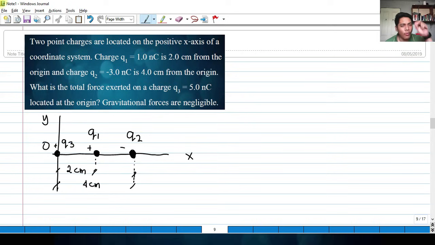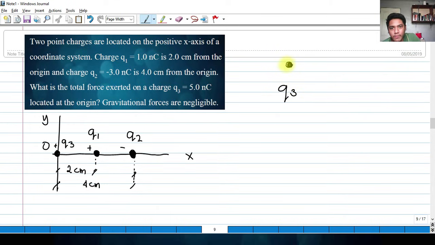What is the total net force exerted by these two charges on the third charge? So what are we going to do? Our point of interest here is charge 3, because that is what the problem asks. We are going to analyze Q sub 3 at the origin. This is Q sub 3.